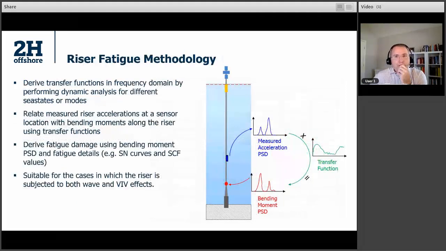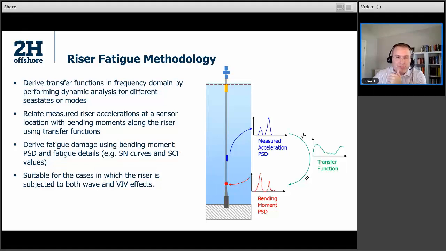Okay, so how are we going to calculate the fatigue? So far we performed data screening, we looked at the statistics, we correlated to the environment, and we looked at the spectral response. So we tried to understand what's going on in the field and what type of motions are controlling the riser motions. Now, how are we going to use this data to determine the fatigue accumulations or fatigue damage rates at the critical locations? To this end, we use a transfer function approach.